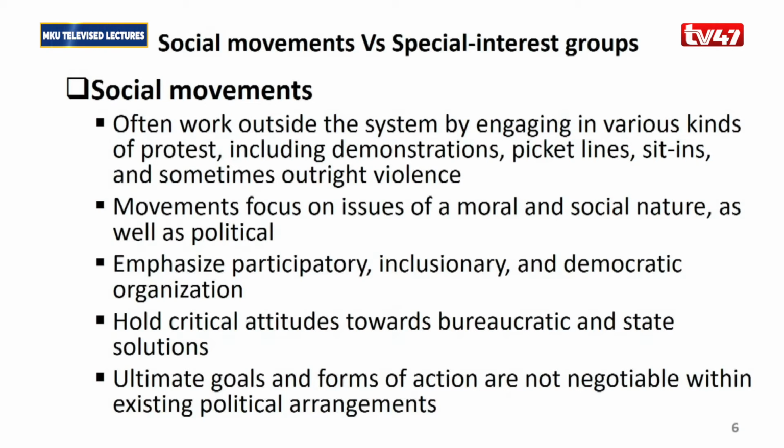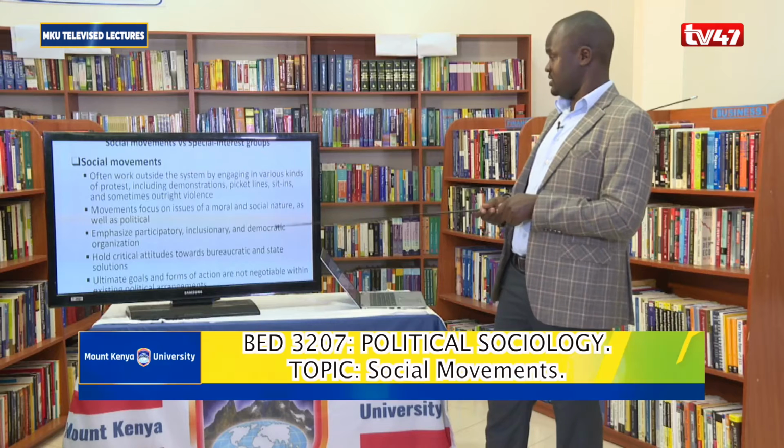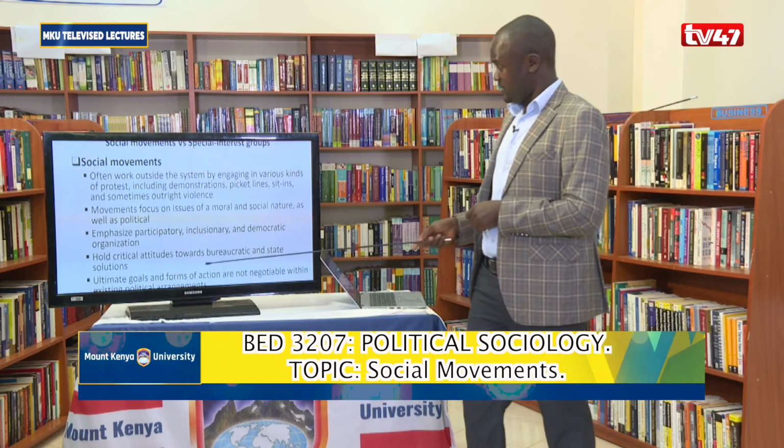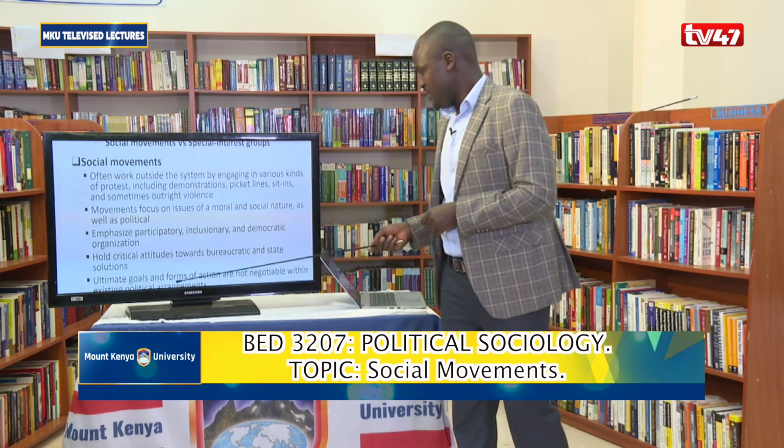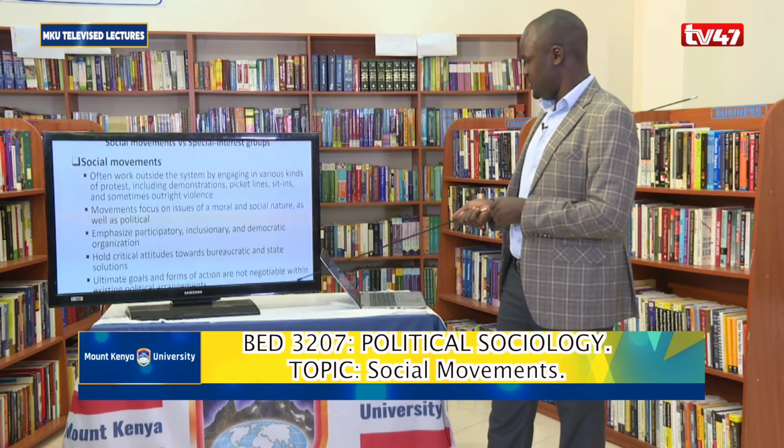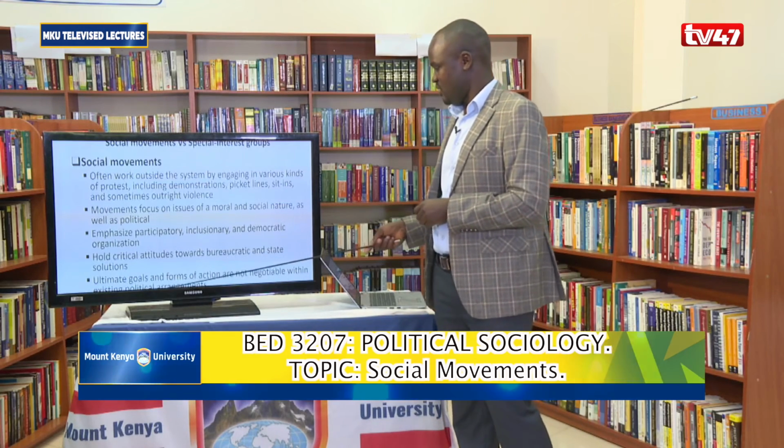So in most cases, you will find that social movements are always big critics of existing bureaucratic systems, especially if the bureaucratic system is trying to implement change, or is trying to impede or prevent change that the oppressed group is against. The other critical characteristic of social movements that differentiates them from special interest groups is that the ultimate goal and form of action are not negotiable within existing political arrangements.